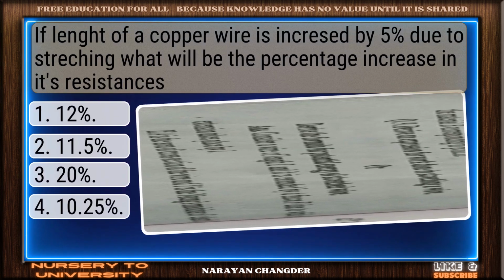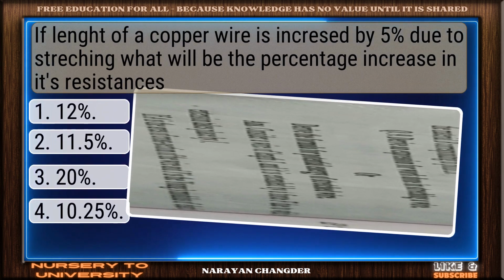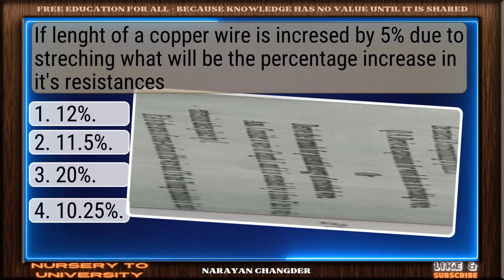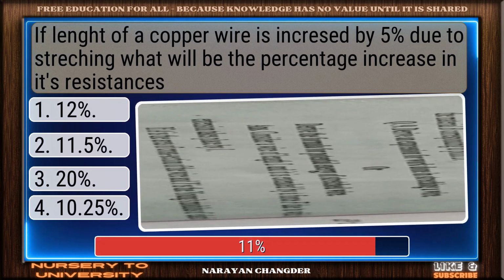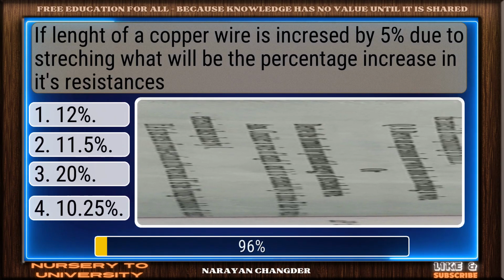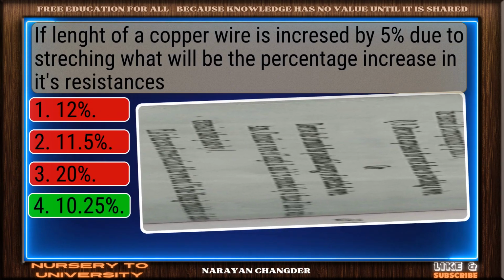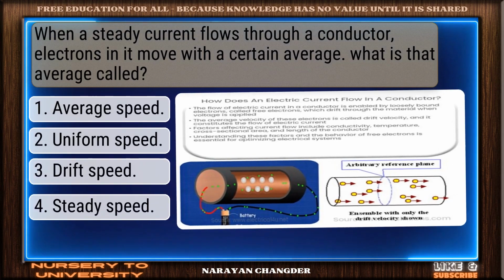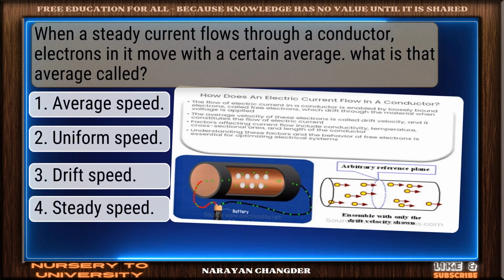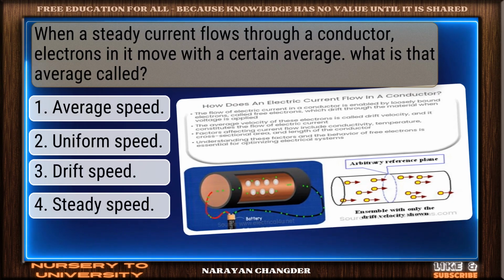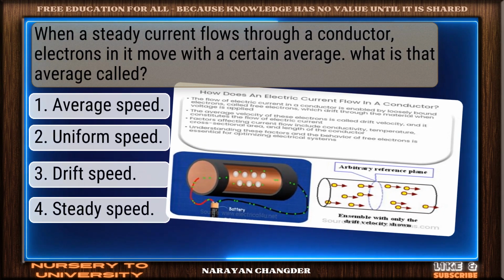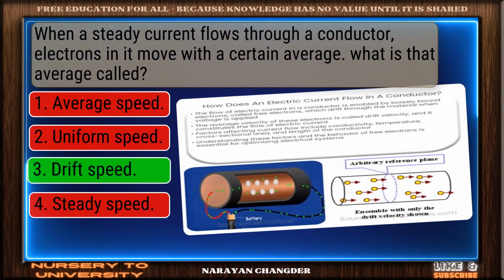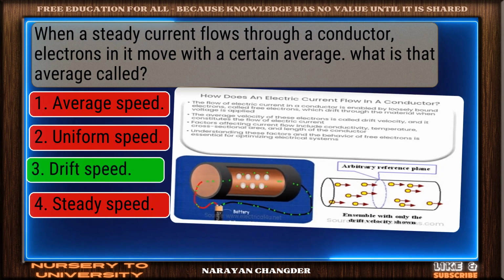If the length of a copper wire is increased by 5% due to stretching, what will be the percentage increase in its resistance? Sharp thinking. 10.25% is right. When a steady current flows through a conductor, electrons in it move with a certain average. What is that average called? Nicely done. Drift speed is solid.